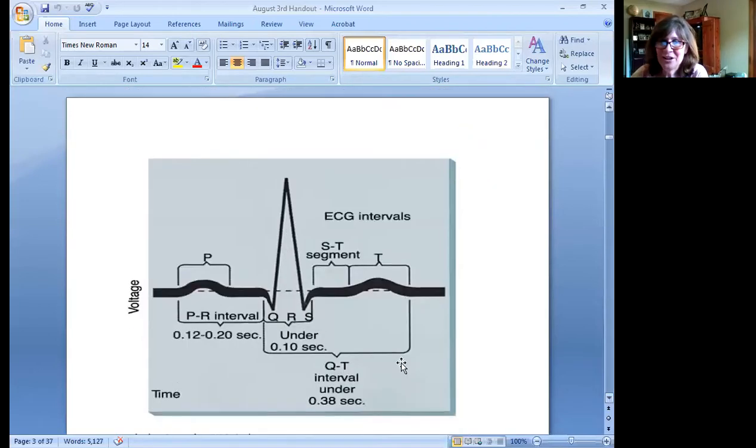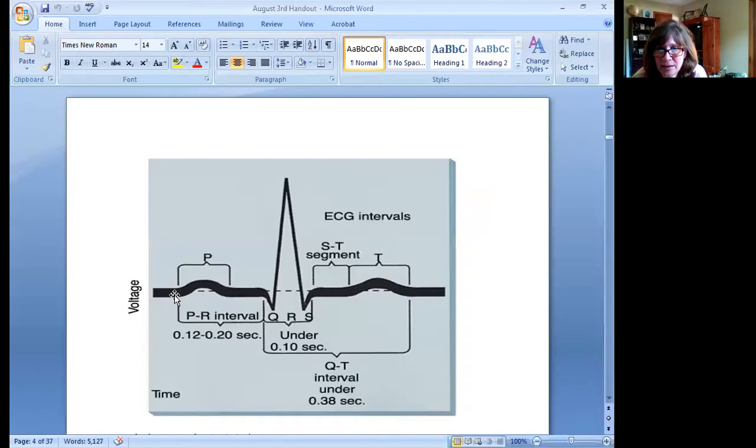All right, so the P wave should be nice, smooth. And then we see the QRS. QRSs won't always look exactly like this. And then we see the T wave. So from the beginning, the P wave indicates atrial depolarization.